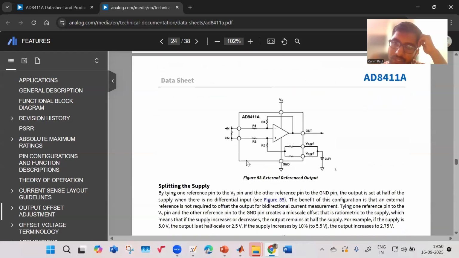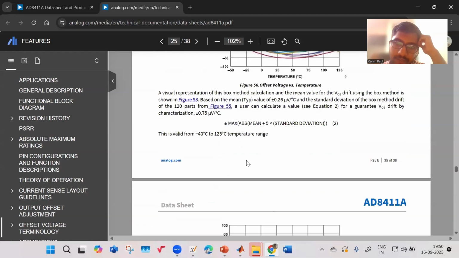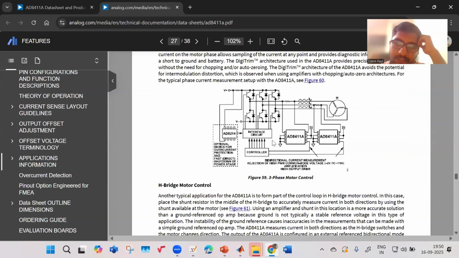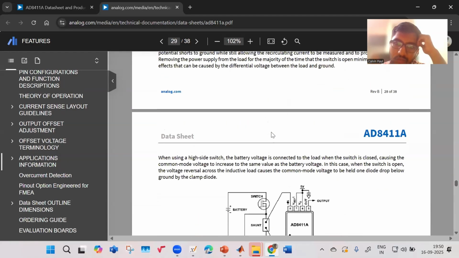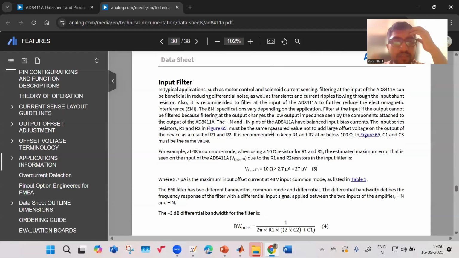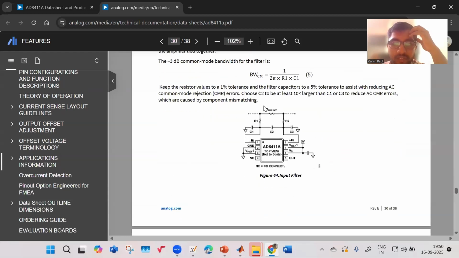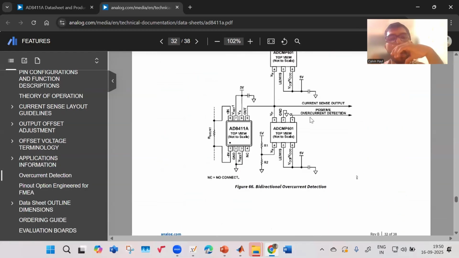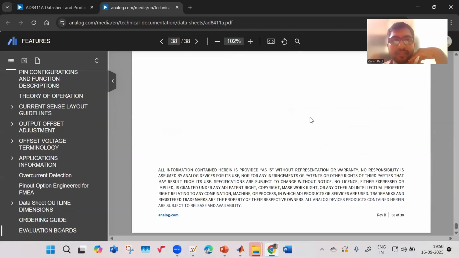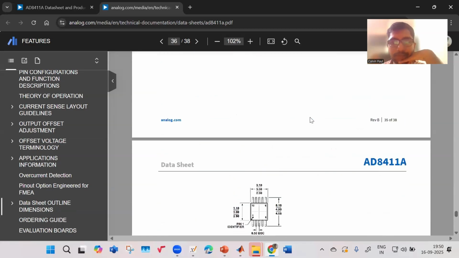It can have some offset, etc. All those things are there, right? It has an application circuit where it can be used. They've shown. Also, they have written about the filter. Sometimes we have to add a filter as well to filter out some noise, switching noise, etc. So details about the input filter also have been mentioned over here. So all these things are there. You can check it out as well.